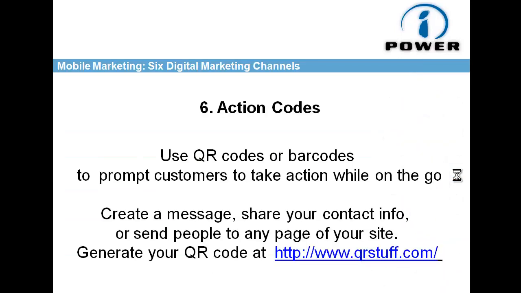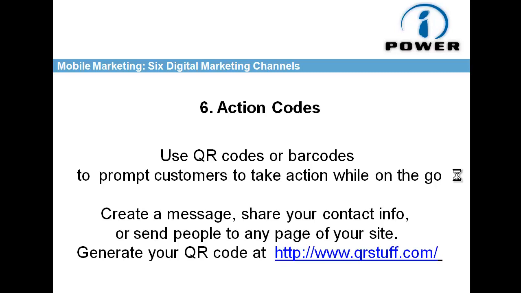And finally, our channel number 6, so-called action codes. There are different action codes. One would be a QR code or maybe a barcode, but what they do is prompt customers to take action while on the go. So you are maybe in a superstore or you are waiting for a bus to arrive and you have your mobile phone with you. You can just scan that QR code and it will take you to a certain page of a certain website, or it will send you a message.